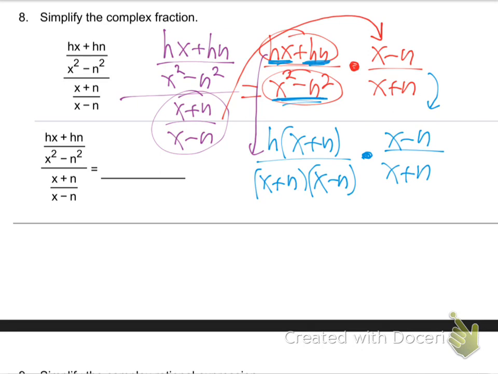And now what? Now's the easy part. Now you just cross cancel. X minus n, x minus n, x plus n, x plus n. What are we left with? Just h over x plus n.